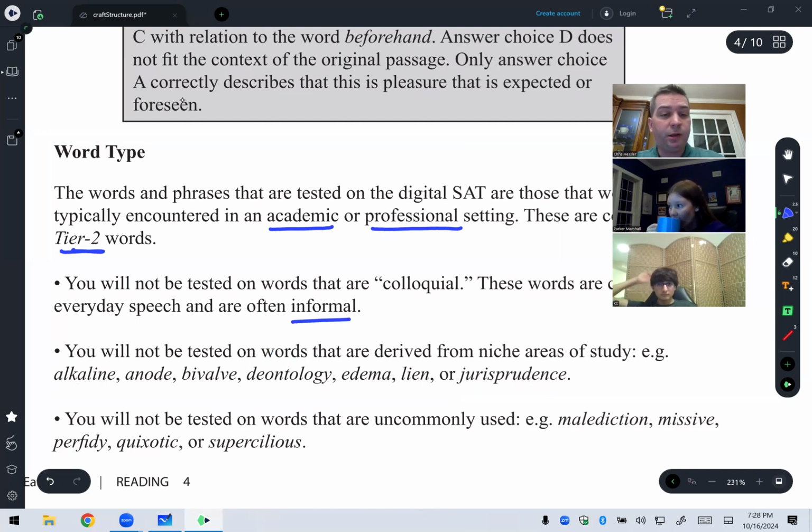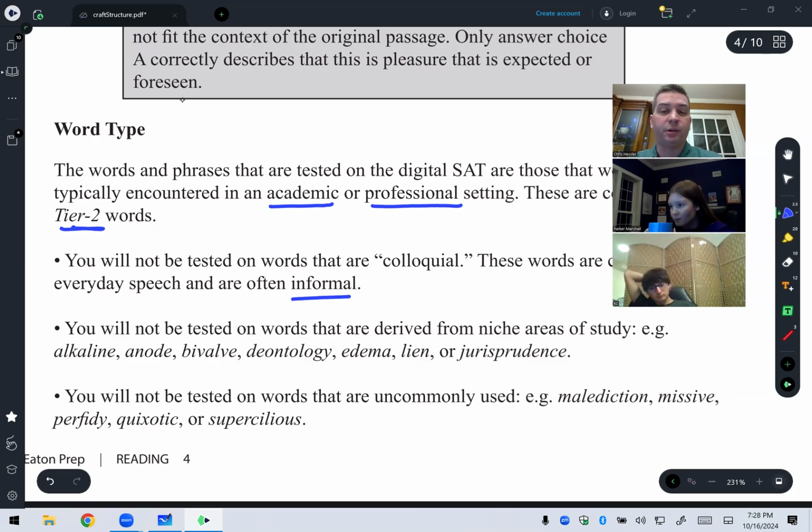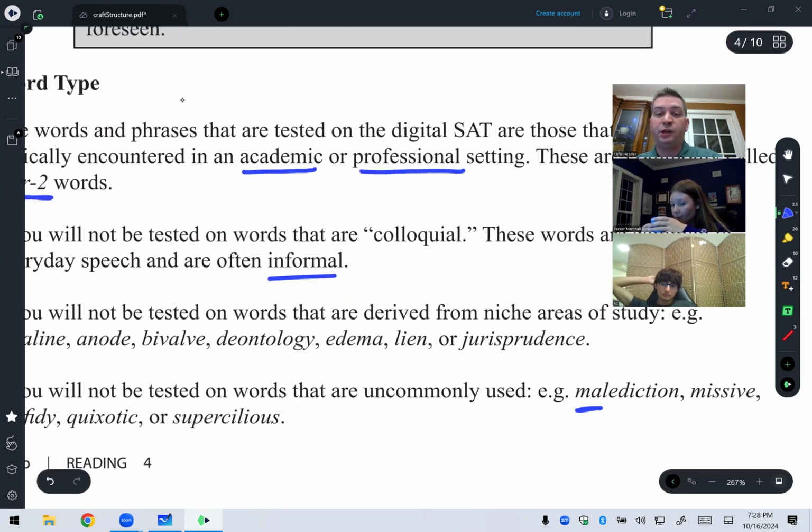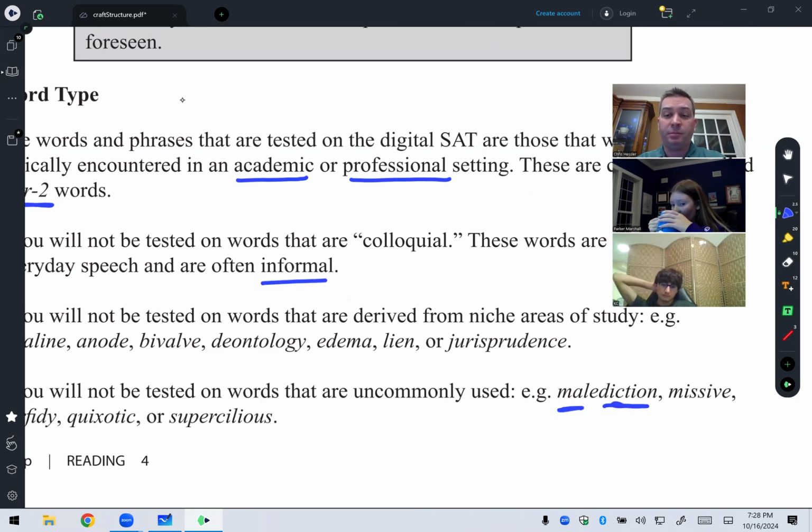And they will not test you on any words that are uncommonly encountered. So years ago, the SAT contained words such as these, very, very difficult words that you would typically only encounter in old literature or a law textbook, or maybe if you read the New York Times, you might come across some of these words. So you don't need to know what a malediction is. Well, mal means bad. Diction is speech or writing. So just add them together, and this is a curse. A malediction is a curse.